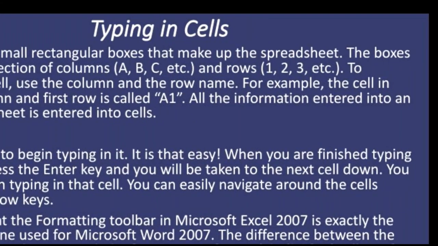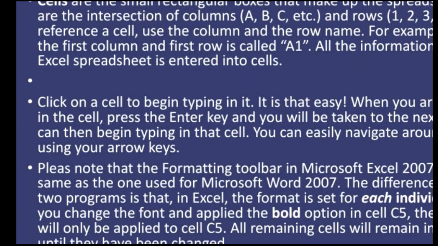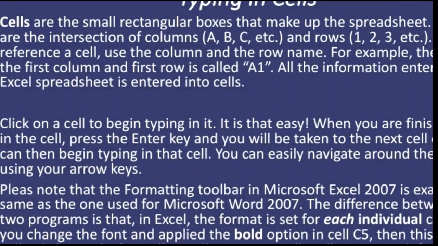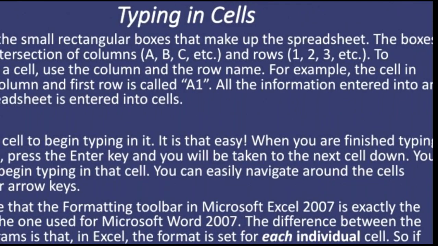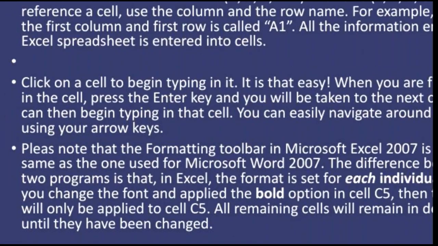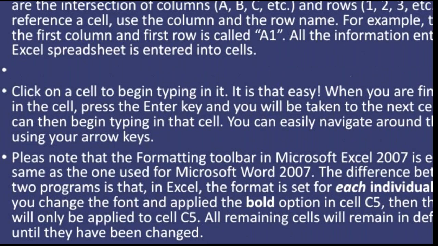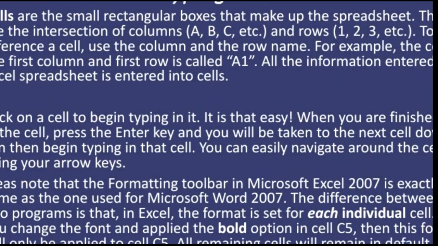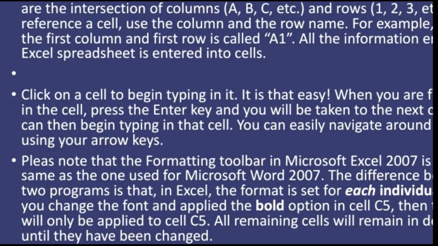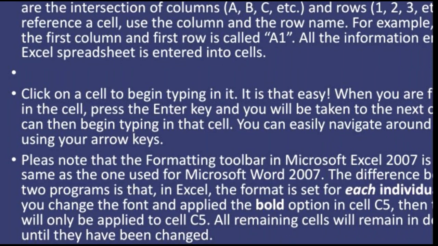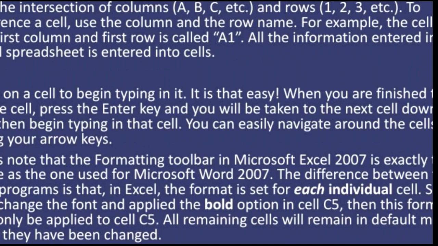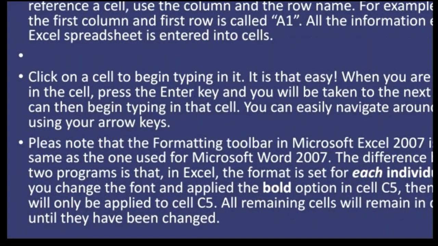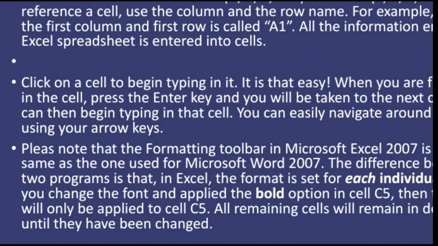Now the boxes are the intersection of columns A, B, C, etc., and rows 1, 2, 3, etc. To reference a cell, use the column and the row name. For example, the cell in the first column and first row is called A1. All the information entered into an Excel spreadsheet is entered into cells.